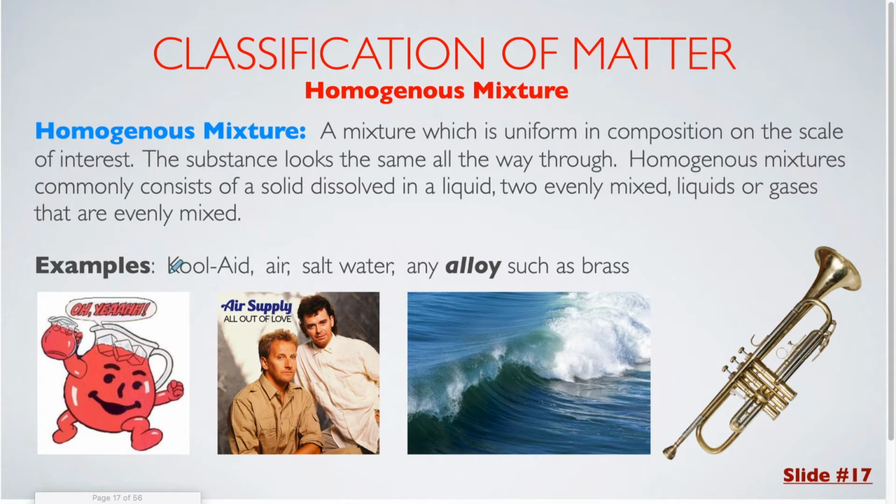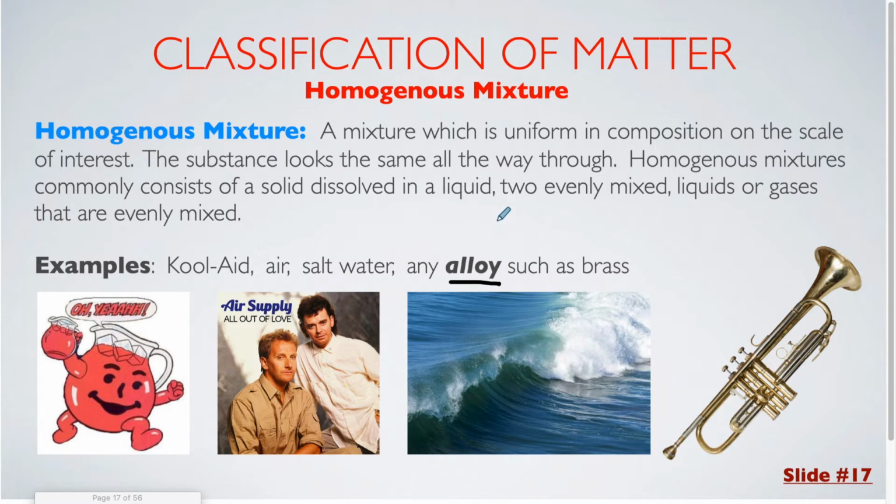So, for example, you could have something like Kool-Aid. So you have some type of sugar which is dissolved within water. You could have air, which is a homogeneous mixture of many gases, including nitrogen, oxygen, carbon dioxide, helium, and a whole variety of other gases in smaller percentages. You could have salt water, which is another substance which is dissolved within water, or any type of alloy, such as brass. So this is going to be an important word that you're going to have to know.